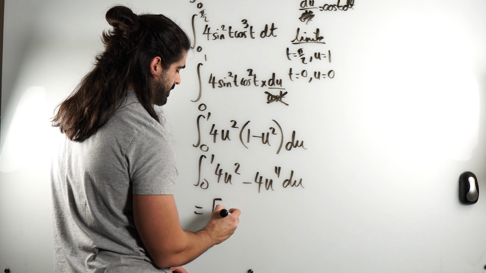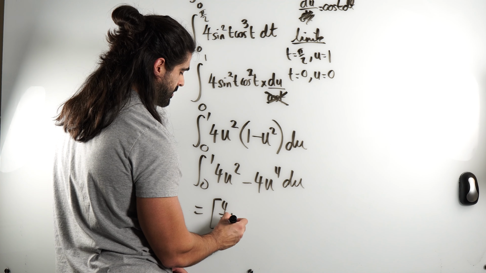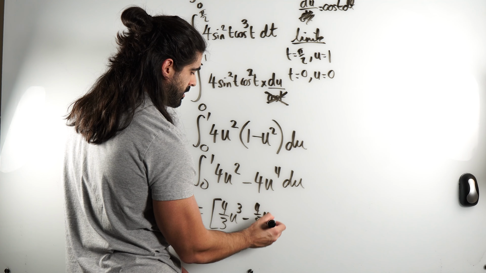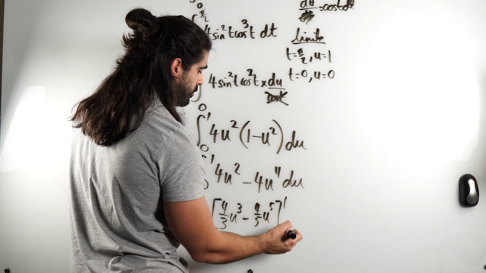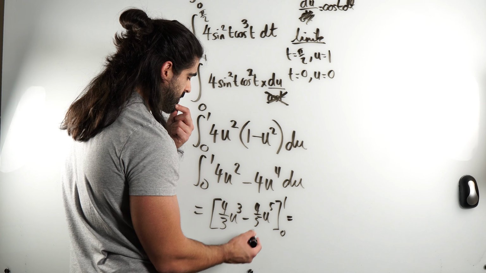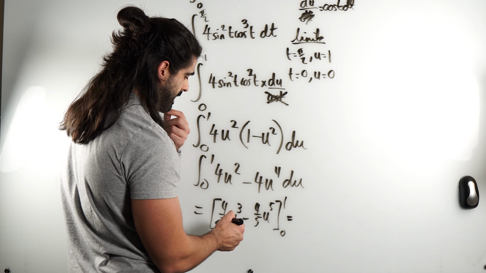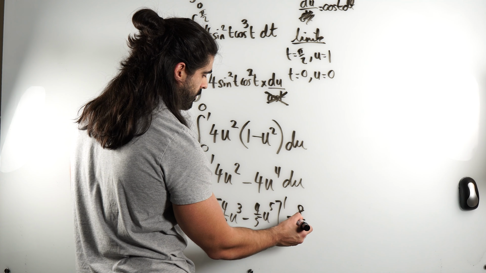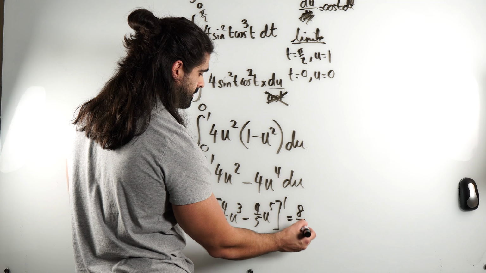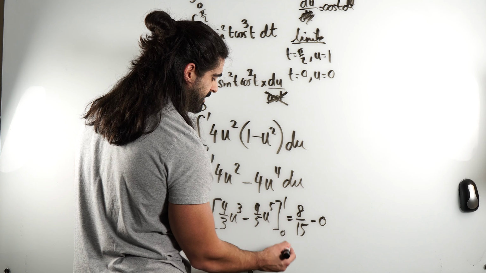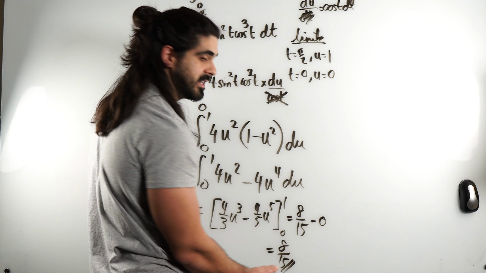Integrating that, add 1 to the power, divide: 4/3 u cubed minus, add 1 to the power, so 4/5 u to the 5, from 0 to 1. Subbing in 1, you just get 4/3 minus 4/5, which is 20 minus 12, 8 over 15. And then minus, subbing in 0 is just 0, so we just get 8 over 15.